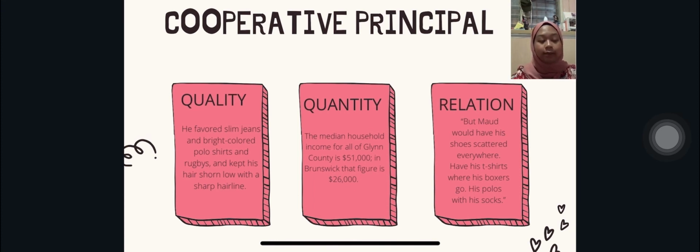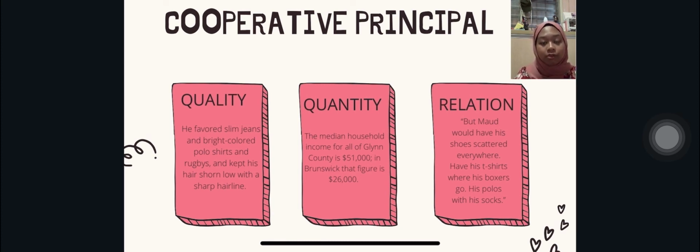Next, we have quantity. Quantity is basically when the speaker is telling all the information required and is not leaving any important information behind. For instance, we have, the median household income for all of Greene County is $51,000. In Brunswick, that figure is $26,000. This statement explained informatively how much income a normal Greene County person has.